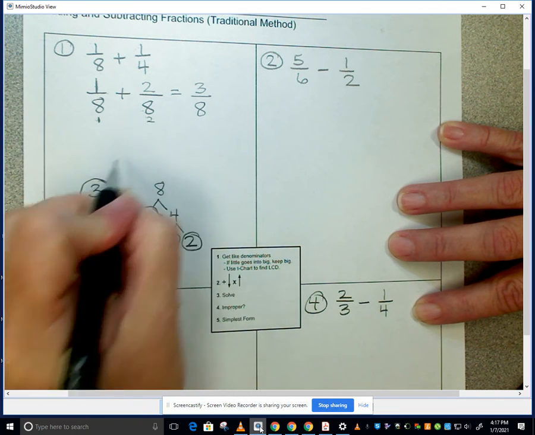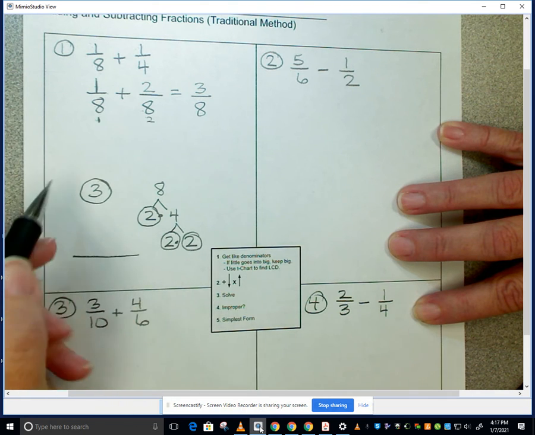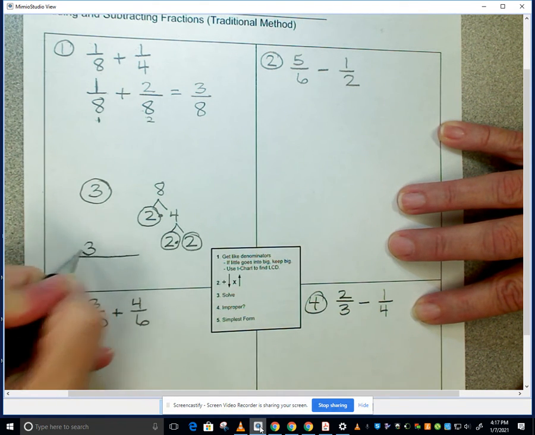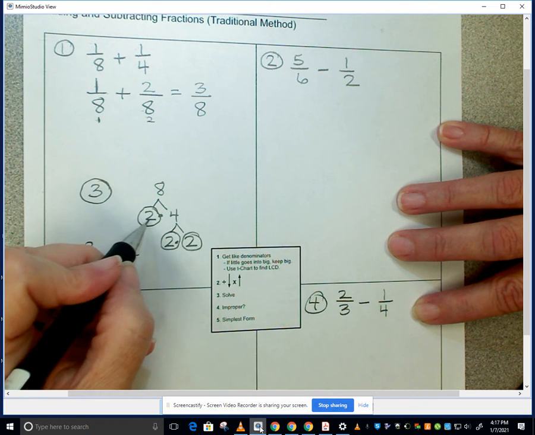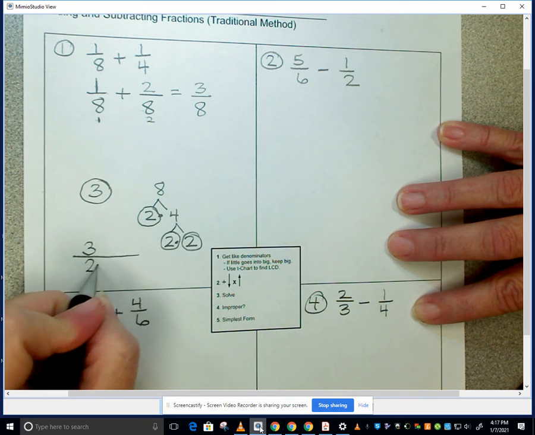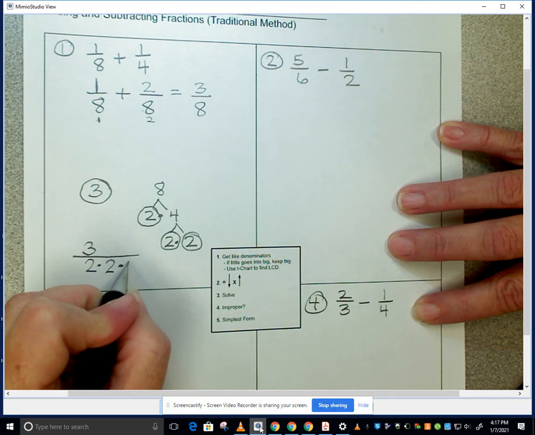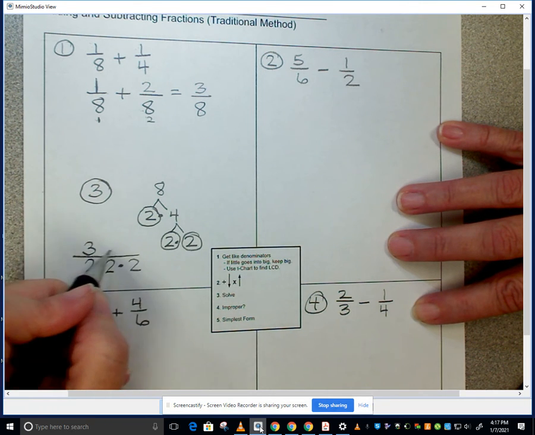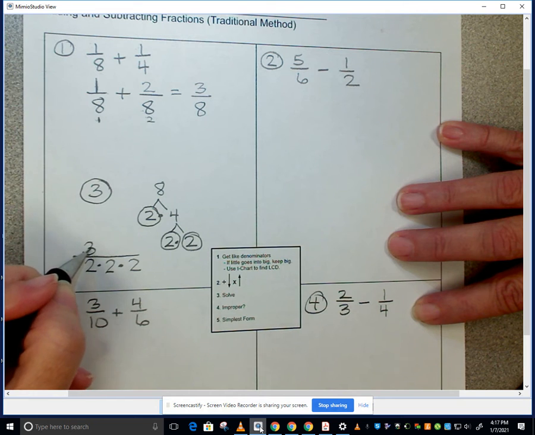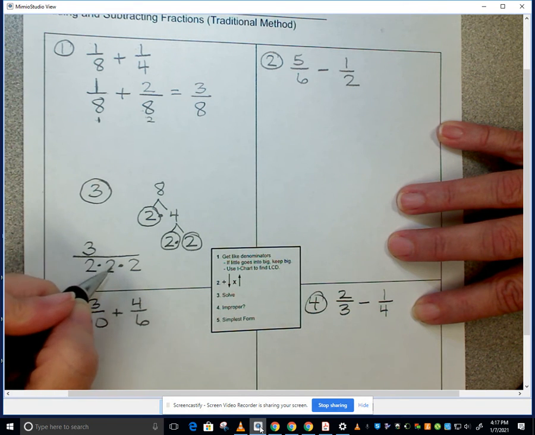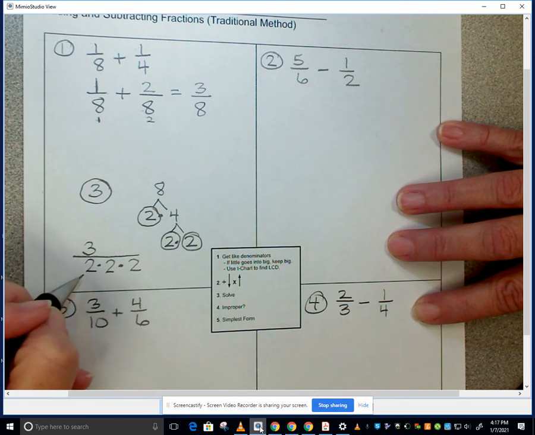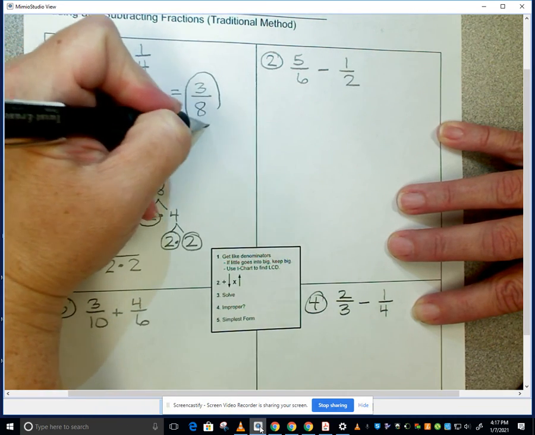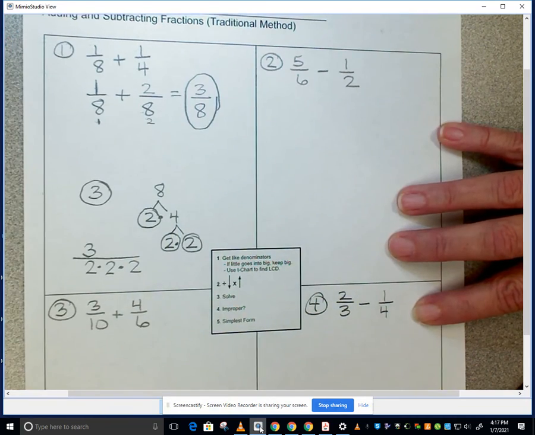Now I'm going to stack what I got in my groups. What I got circled for 3 is just 3. It goes on top. What I have circled for 8 is 2 times 2 times 2. Notice I don't have anything that matches the top and the bottom. Since I don't have a match, that means 3/8 is already in simplest form, and I'm going to circle it.